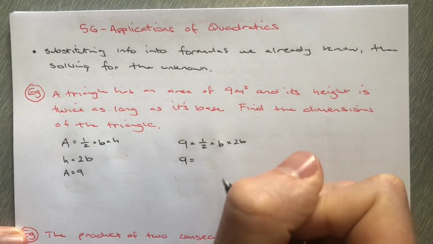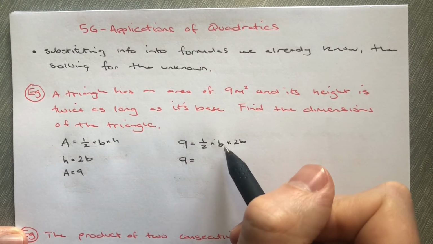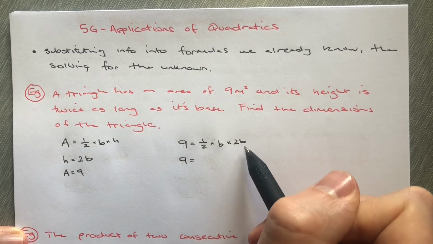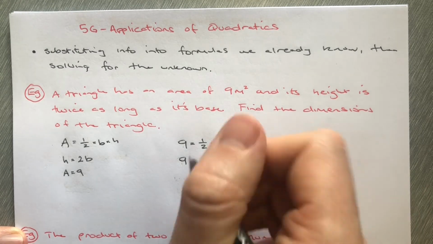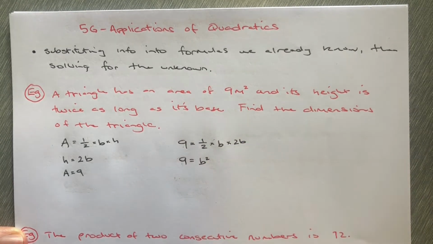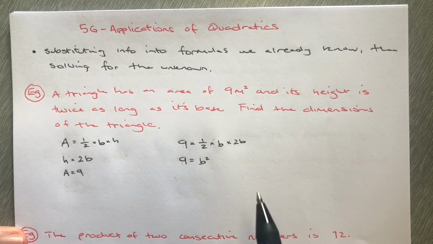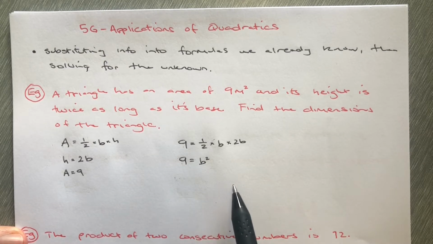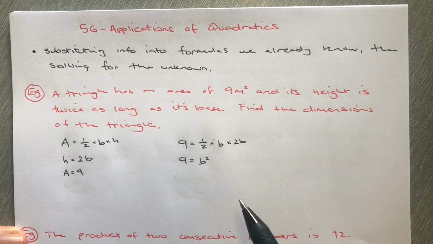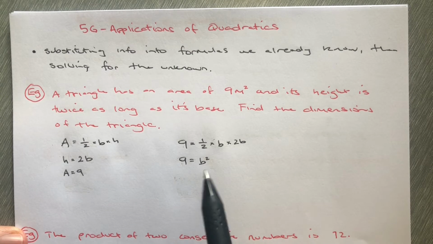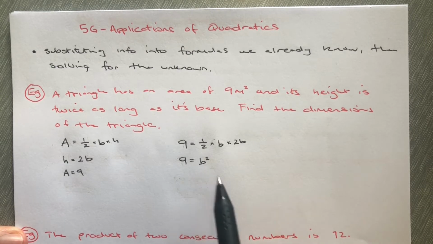So it looks like we have 9 equals half times b times 2 times b. The half and the 2 are going to come together and make 1, and then b times b gives us b squared. So there we go, 9 equals b squared. Now all we want to do is find out what b is, because it asks to find the dimensions. So b is the base, and once we find the base, we might be able to find the height. We'll see. So this is b squared though. We don't want b squared, we just want b. So we're going to take the square root of it.